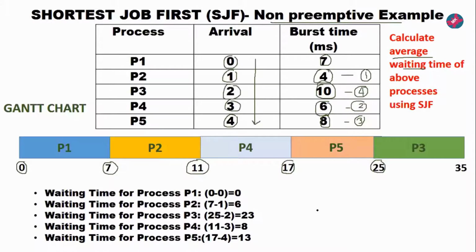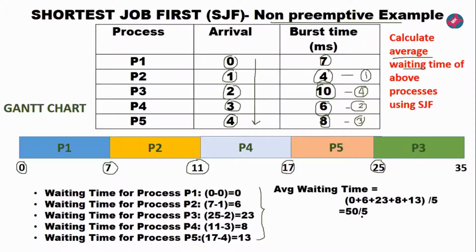And if you now take the average, it will be 0 plus 6 plus 23 plus 8 plus 13 divided by 5. So the sum is 50 divided by 5, and the answer is 10 milliseconds. So this is how the waiting time for non-preemptive shortest job first is calculated. Now we will again see the same example using the preemptive approach. So let us see this next.